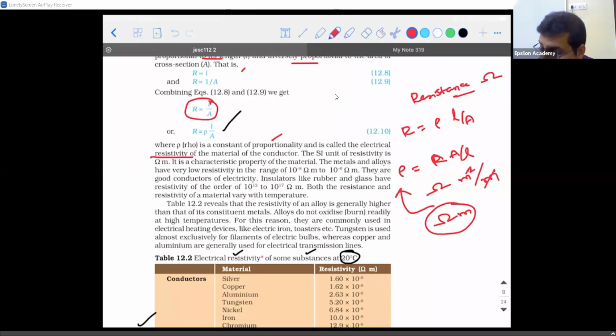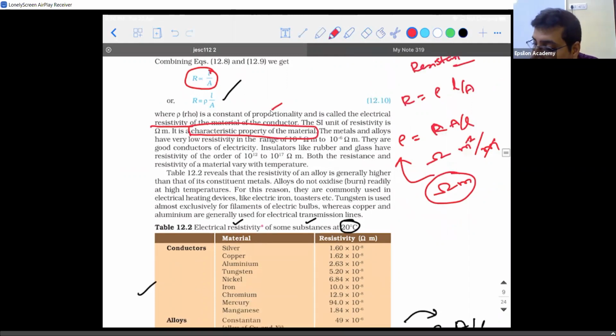Okay, here there is an important point that is given. It is the characteristic property of the material, means it only depends on what material you are using. It does not depend on any of its dimensions. Okay. So the metals and alloys have very low resistivity in the range of 10 power minus 8 to 10 power minus 6 ohm meter. So they are good conductors of electricity.